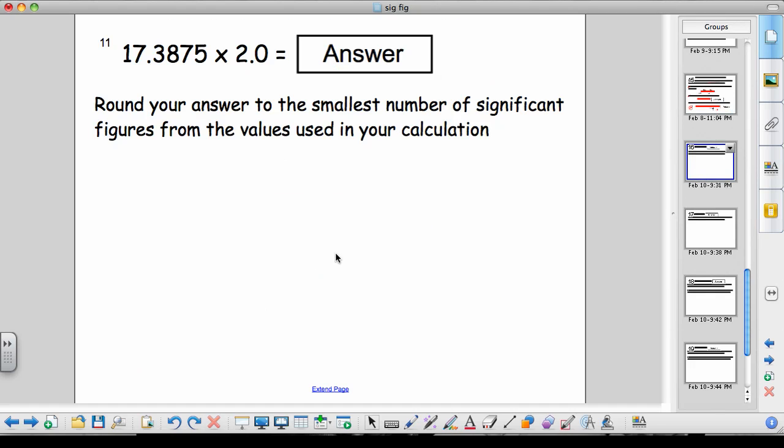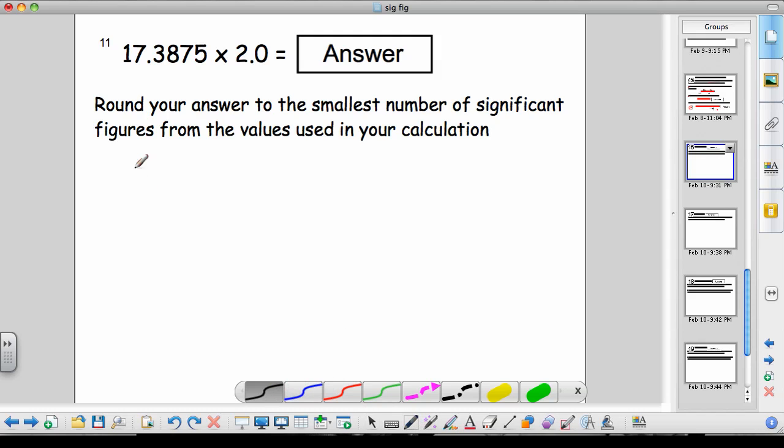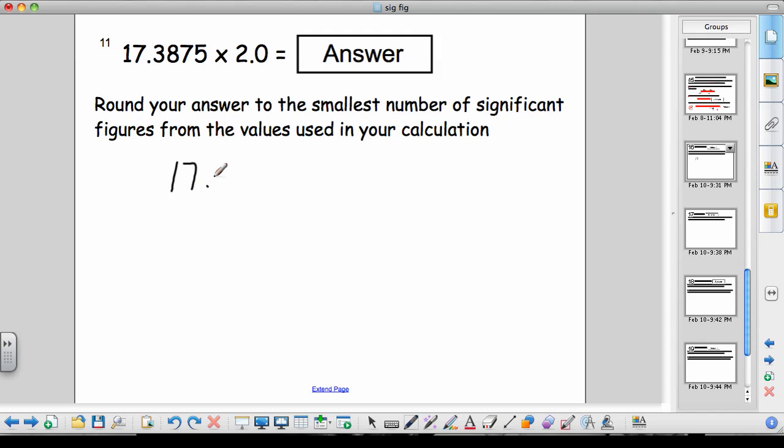So in this example, I have 17.3875 times 2.0. So let's go through and take a look at these three steps. My first step, again, was to figure out how many sig figs I have in each piece. Step number one, count up the number of sig figs. My decimal's present in this one, so I'm coming across this on the left side. The first number that I hit is a non-zero number, so that number and every number after that is significant. So this value right here has 5 sig figs.